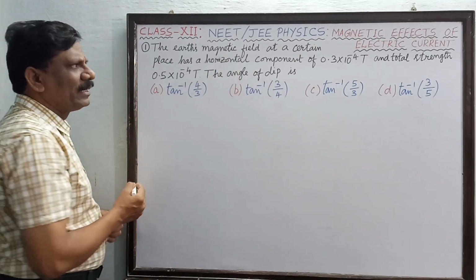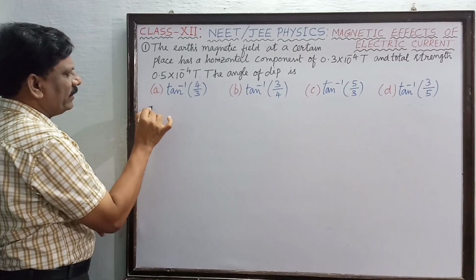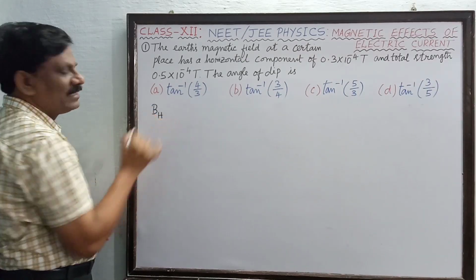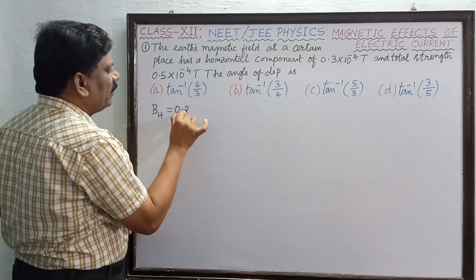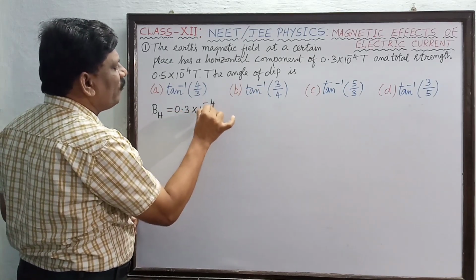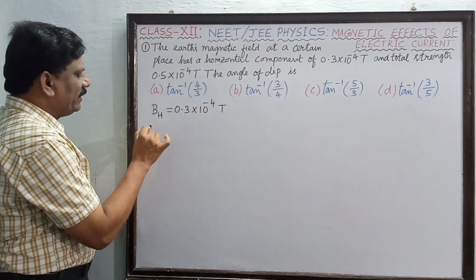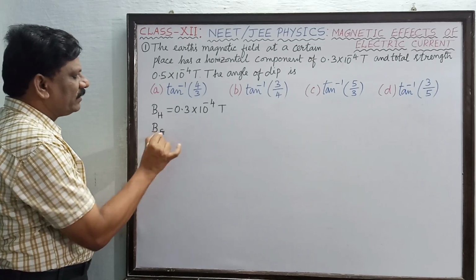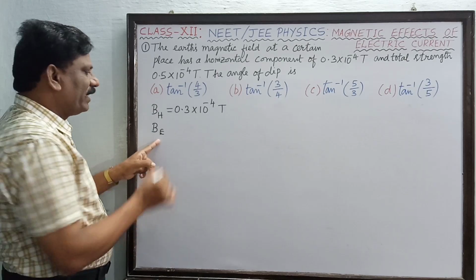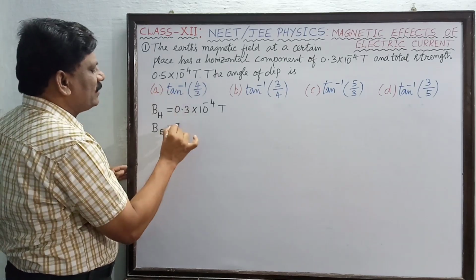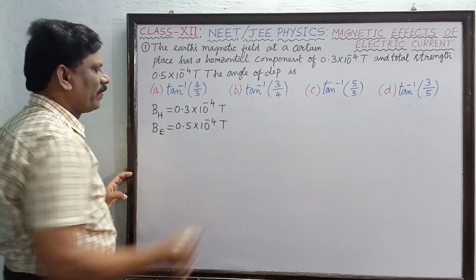Okay children, now what are the given quantities? First we will write the horizontal component. So it is given BH for horizontal. So BH is equal to 0.3 × 10^-4 Tesla. And the total strength of the magnetic field, I will take the symbol BE for earth's total magnetic field, and that is given as 0.5 × 10^-4 Tesla.